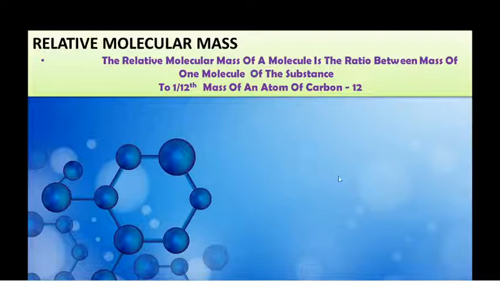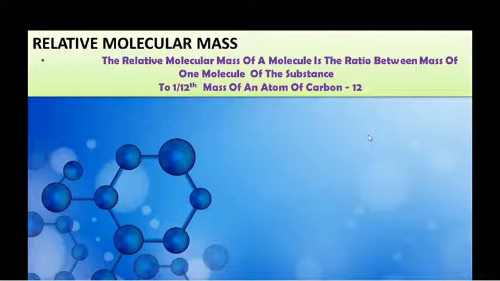which means the carbon atomic mass is 12. So this 1 mole of water molecule is equal to 1 part of that carbon. The carbon has 12 parts, you just imagine. So this 1 mole of water molecule is equal to 1 part of that carbon 12 isotope.